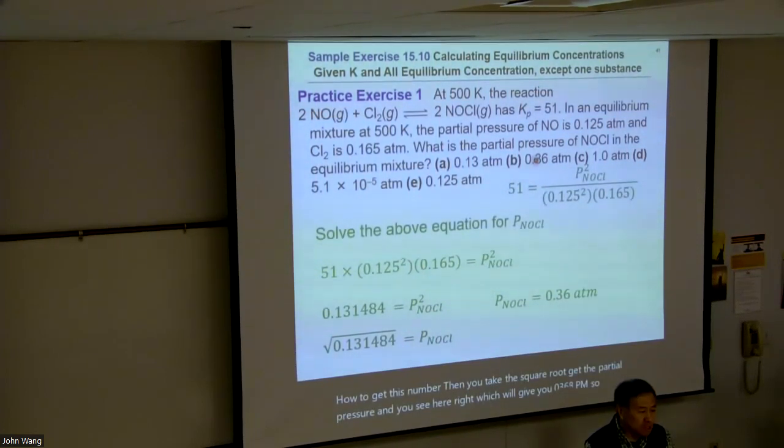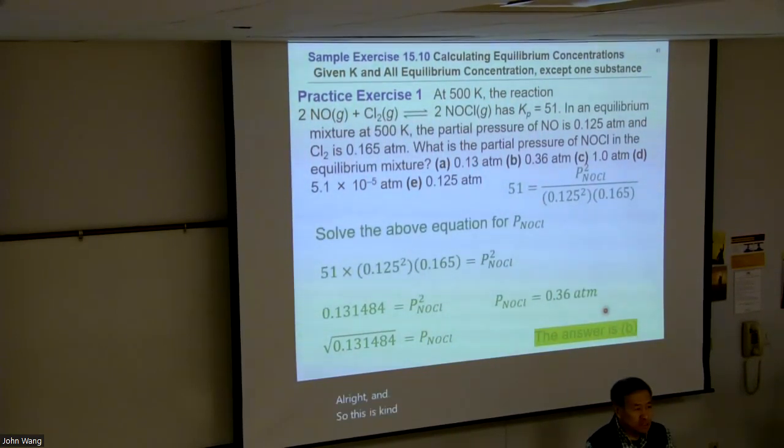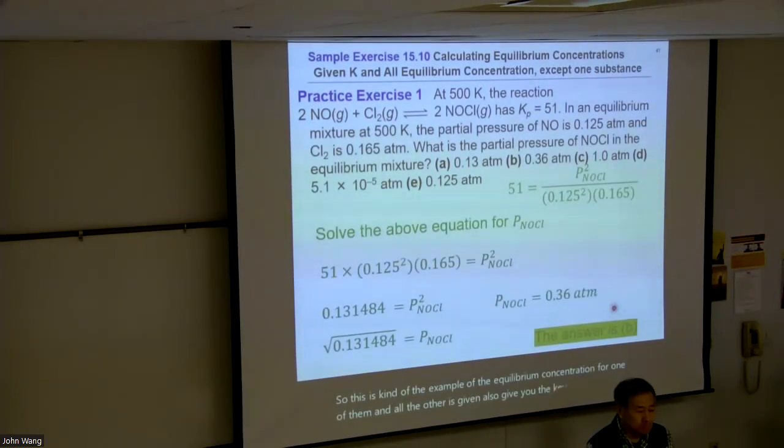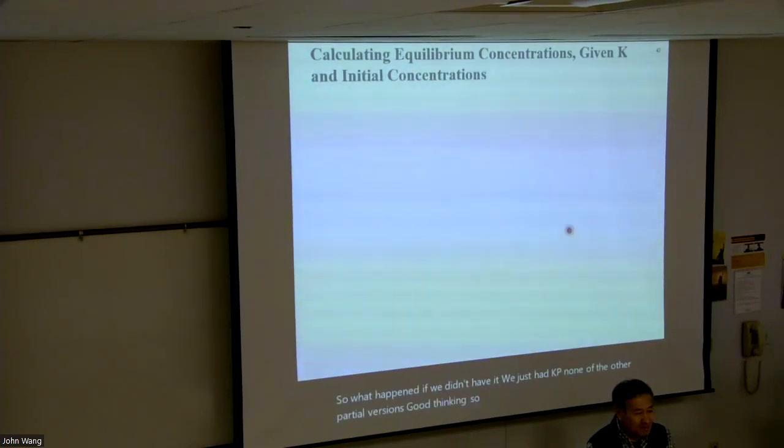So even though the KP has no units, when you populate the values, you find some number here, and the unit is atm, which is KP, or molarity, which is KC. So this is an example of how you find the equilibrium concentration from the other units, or the KC.